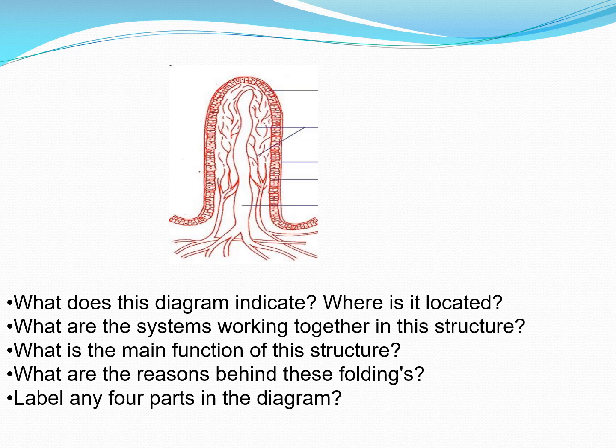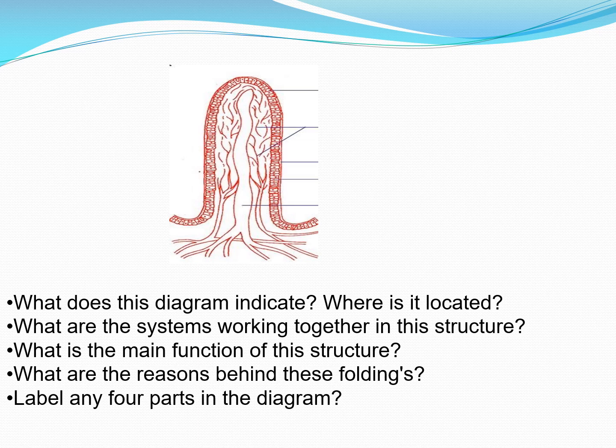In the circulatory system, blood vascular system and lymphatic system are working. Third question, what is the main function of this structure? Villus or microvillus helps in absorption of simpler substances, that is glucose, amino acids and fatty acids. Fourth question, what are the reasons behind these foldings?